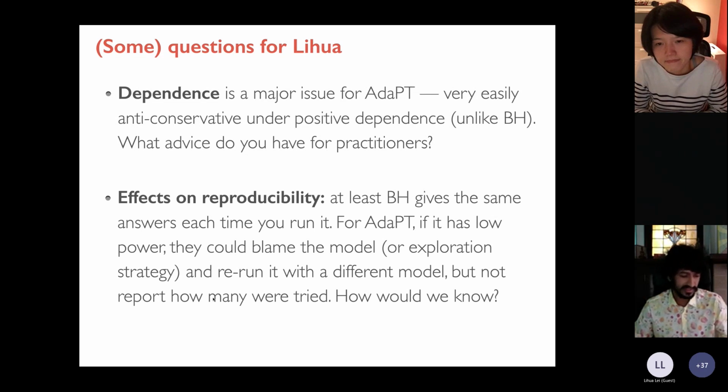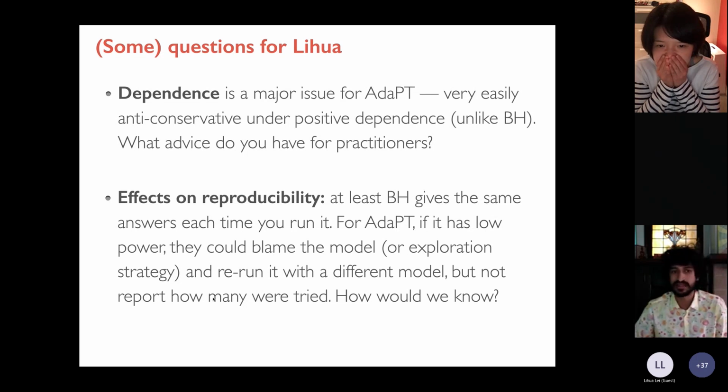Another question is, a lot of this work was motivated at the start by some kind of reproducibility goal. Hopefully people can interact with the data while getting FDR control. But the problem is that at least BH gives you the same answer every time you run it. But for ADAPT, if it has low power, then a scientist could kind of blame it on the model or the exploration strategy, and they could quietly rerun it on a different model, but not really report how many times they tried different models and exploration strategies before they finally reported the results. And so a different type of reproducibility issue might arise. So the question is, how would we know what they tried, and how can we stop this from happening? Or what are your thoughts about the effects on reproducibility?